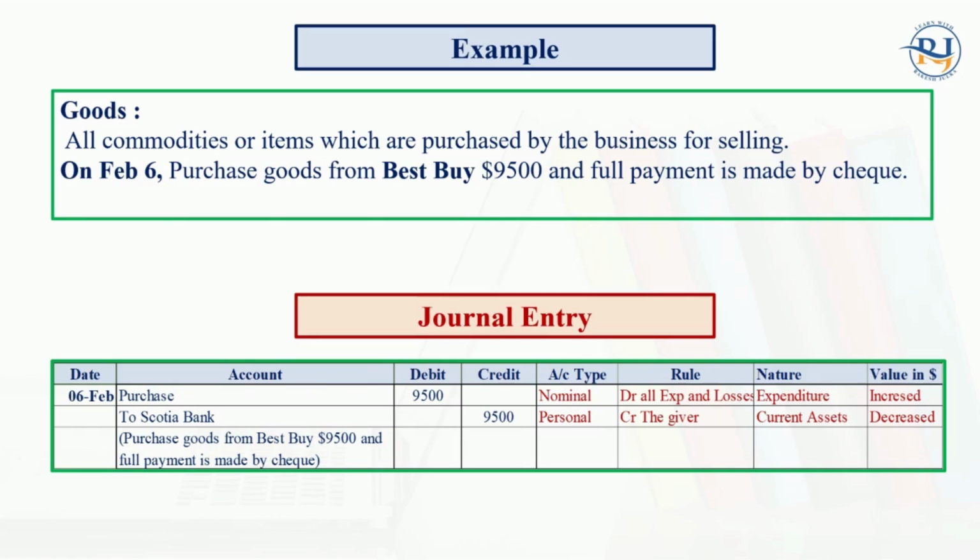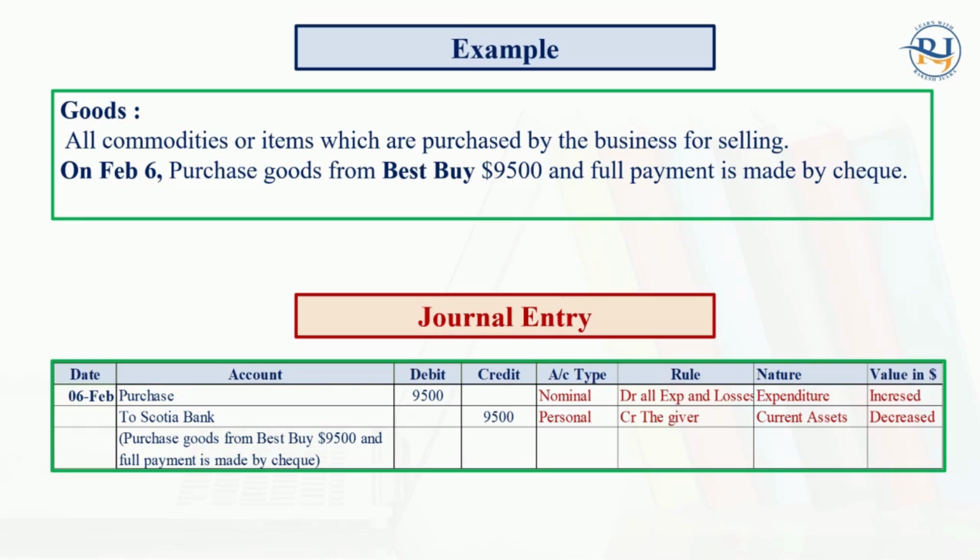We have purchased goods on cash. It means the payment is made by check. Whenever the payment is immediately made, the name of the company, the name of the organization, and the name of the person will not be considered in the journal entry. So in this case, we will write purchase account debit to Scotiabank 9500. Purchase is the nominal account and Scotiabank is a personal account.